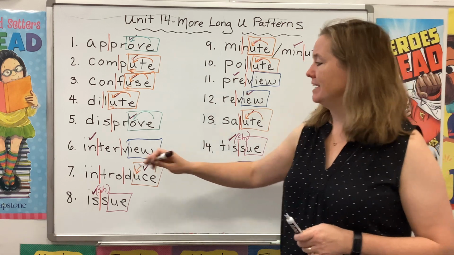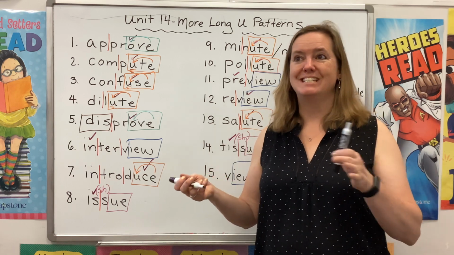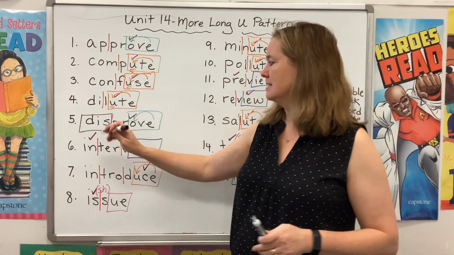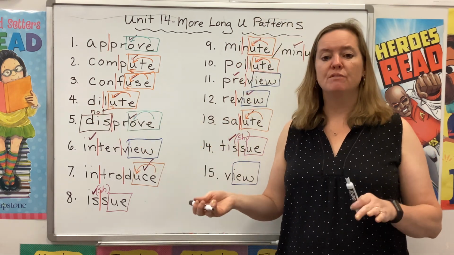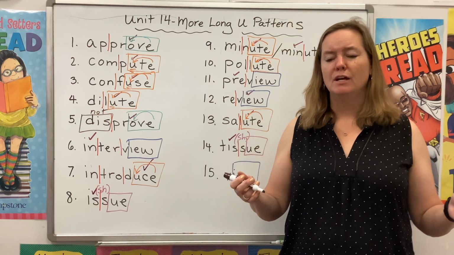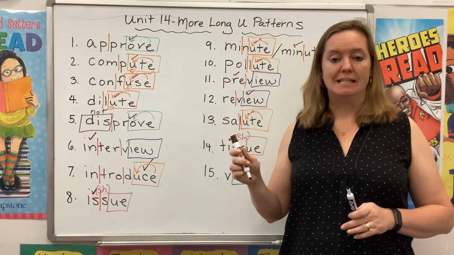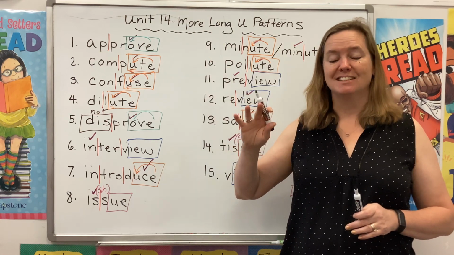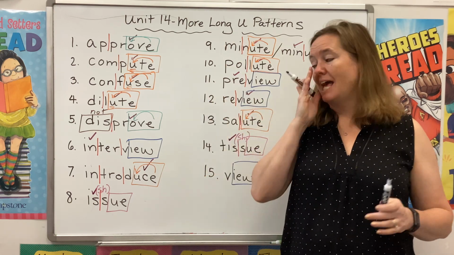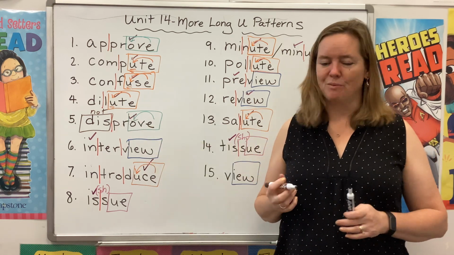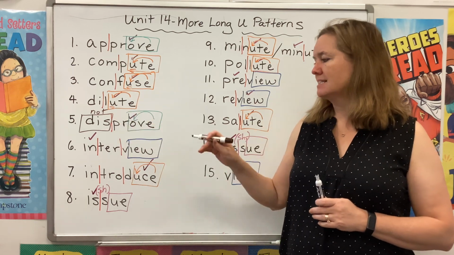We have the prefix dis, which means not, like if someone's dishonest, they're not honest. If you disprove a theory, you are proving that it's not true, right? So many years ago, people used to joke that the moon was made out of cheese. Well, NASA sent astronauts to the moon. They walked on the moon, they brought back samples, and they disproved this crazy idea that the moon is made out of cheese. They proved that it's not true.